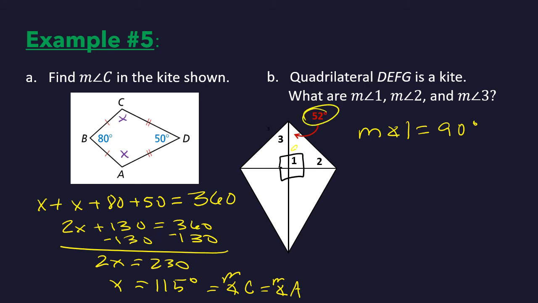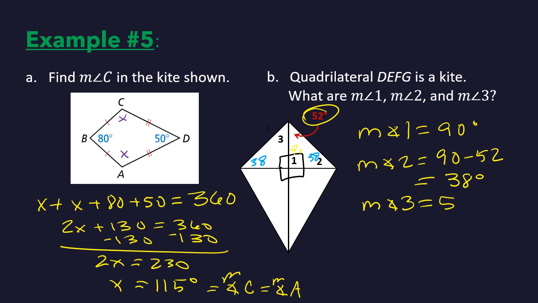So if angle 1 is 90 degrees, then angle 1 plus 2 have to add up to 90. So the measure of angle 2 is going to be 90 minus 52, which is 38 degrees. All right, so that means this angle is 38. And it also means that this angle here is 38, which means that the measure of angle 3 equals 52 degrees.